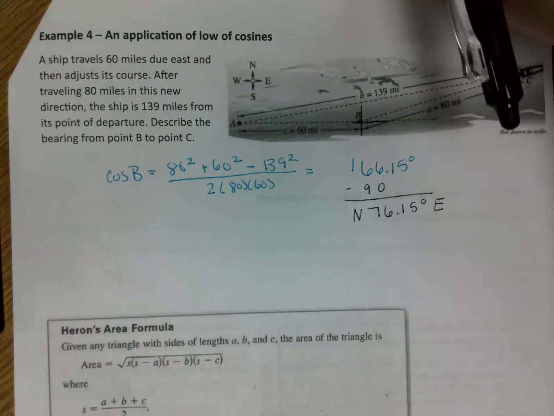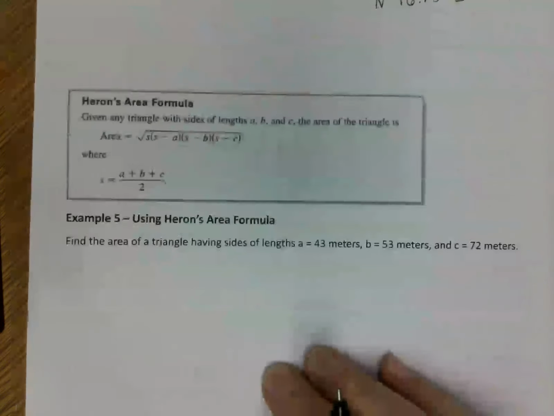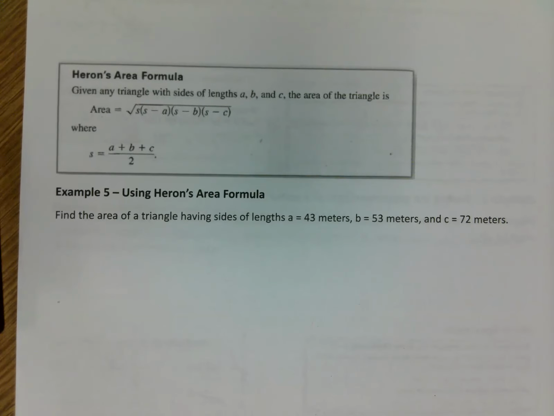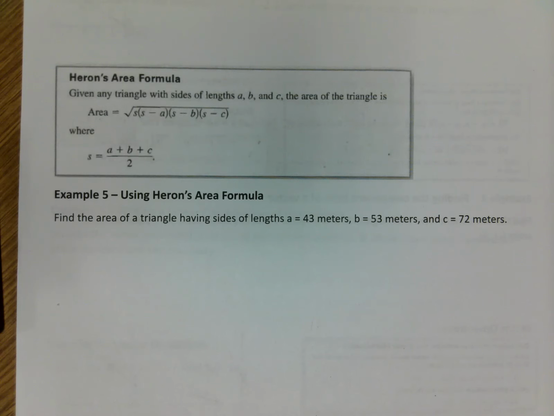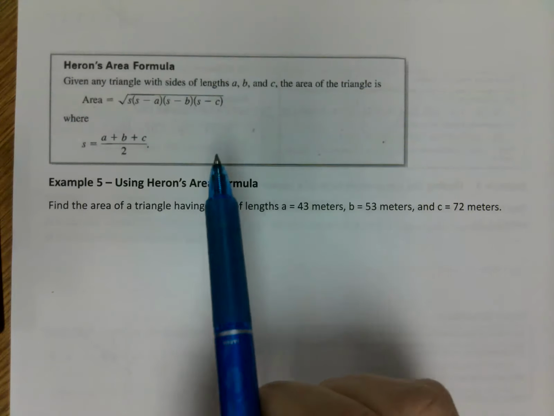And last but not least, we have an area formula. So what if we know all the sides of a triangle, but we want to find the area? The formula we use for our oblique triangles had sine, so we need to have an angle for this one. We don't have an angle for this. So if we want to find the area of this right here, we use this formula.